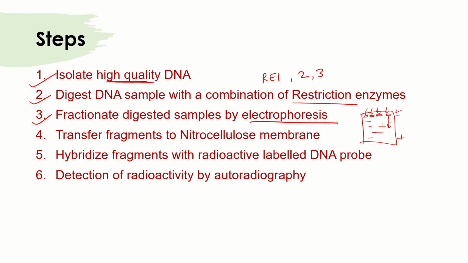Once the fragments are separated on the basis of their weights or lengths, the next step is that you will transfer these fragments onto a nitrocellulose membrane. This part comes under Southern blotting. If you are talking about DNA, then this comes under the technique of Southern blotting. Once it is transferred, those fragments are still not visible to the naked eye. Then you will hybridize those fragments with a radioactive probe. It is a special DNA sequence which has a radioactive element in it.